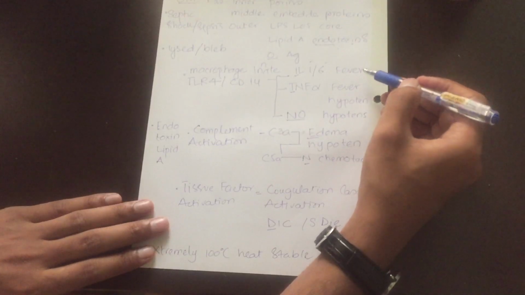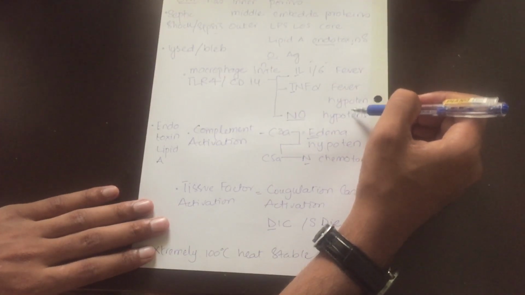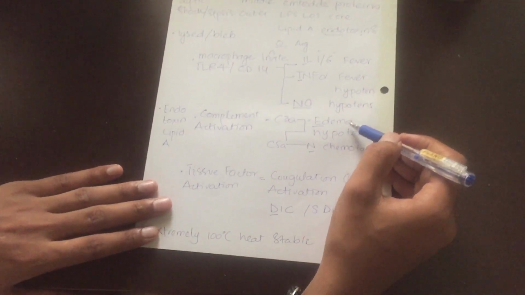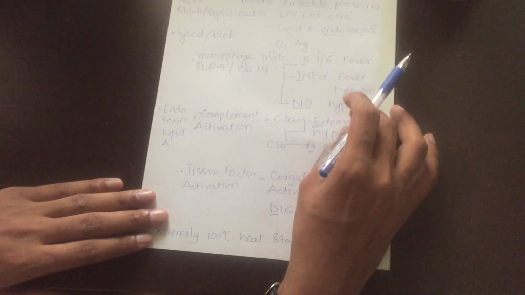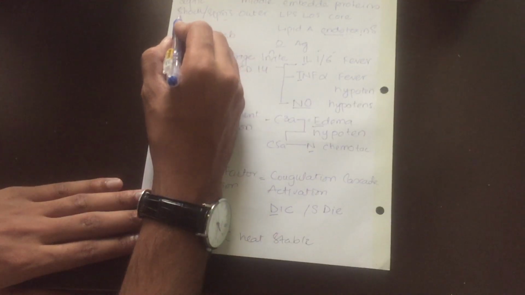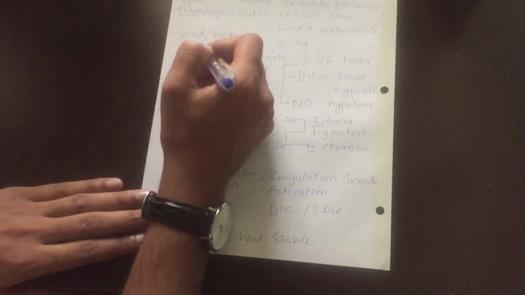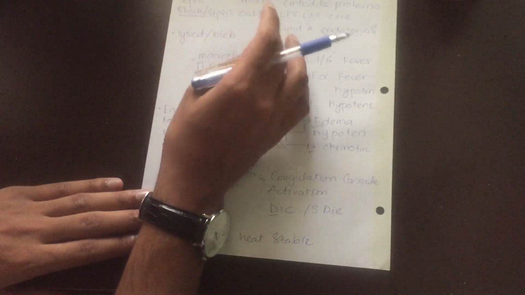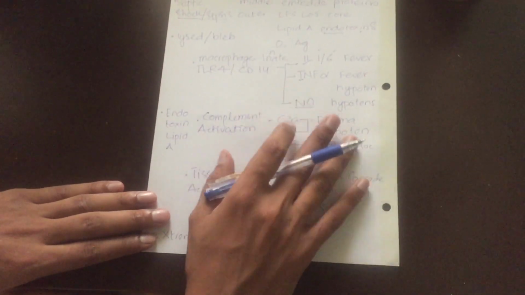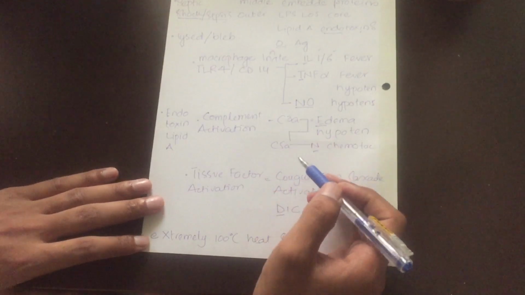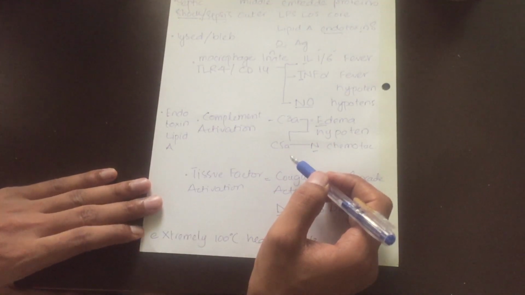And if we see this pattern, fever, hypotension, edema, DIC, fever and hypotension specifically show the shock features of sepsis. So because of these special features, the gram-negative can cause sepsis in the human body.